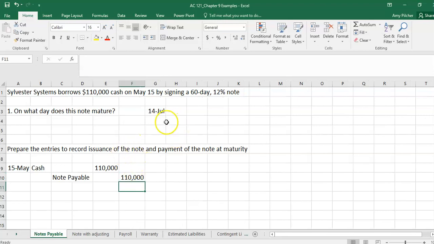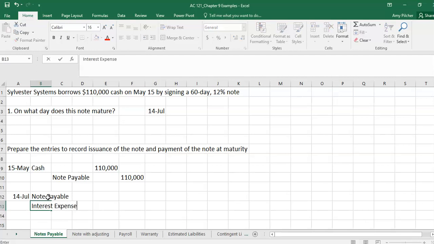Then on July 14th, we would pay that note. So on July 14th, we would record another journal entry. We would remove that note payable from our liability. We would have an interest expense to pay the 12% interest on the note, and we would pay cash.